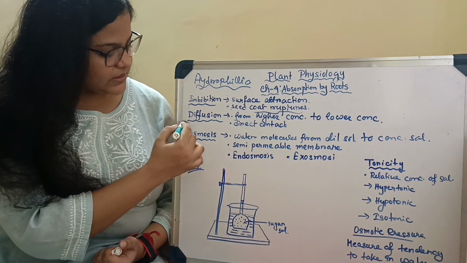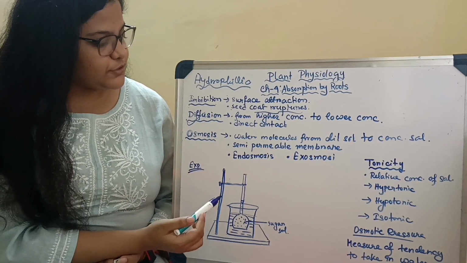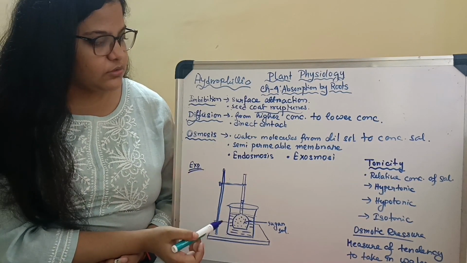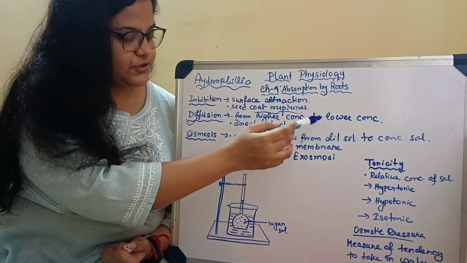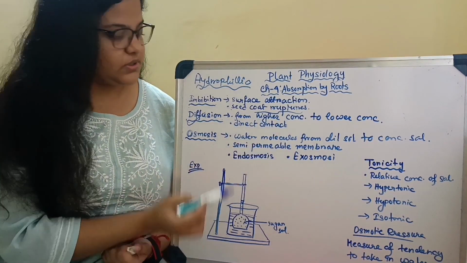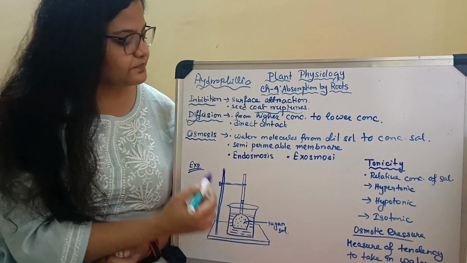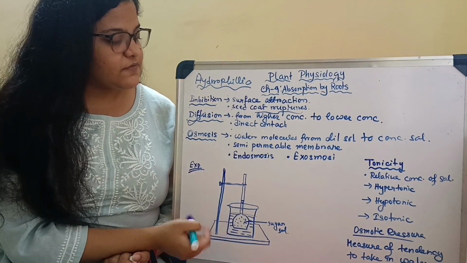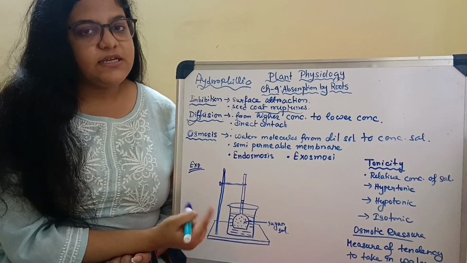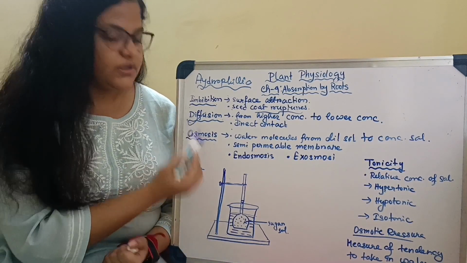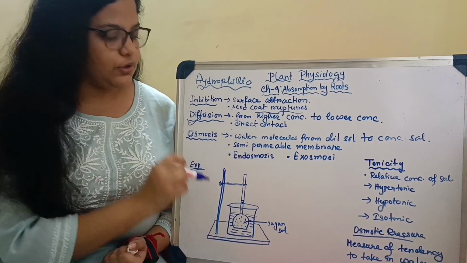Now let us move on to diffusion. What is diffusion? Diffusion is the movement of molecules from a region of higher concentration to a region of lower concentration when kept in direct contact. Okay. Suppose in the case of the cell wall, since it is freely permeable, the water and minerals can easily enter through diffusion, that is, from the region of higher concentration to lower concentration.